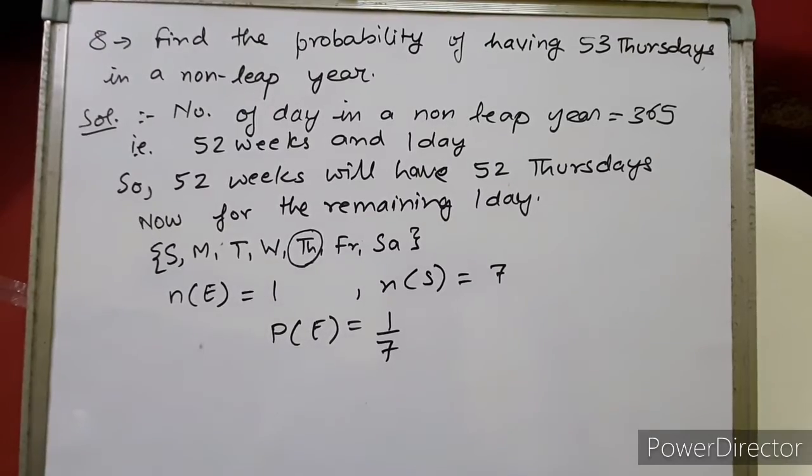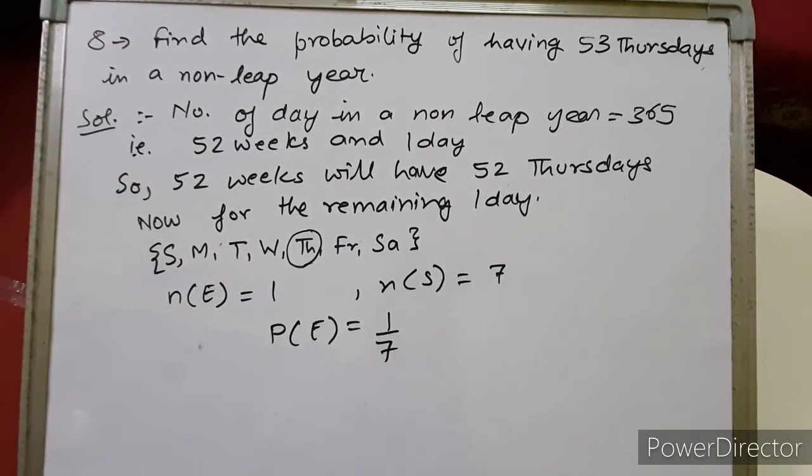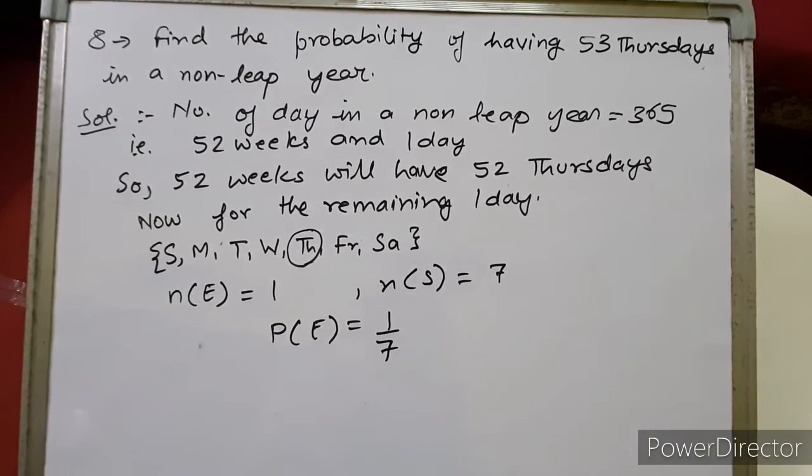Let's see another sum children. Now this sum is from probability. In this sum it says that find the probability of having 53 Thursdays in a non-leap year.